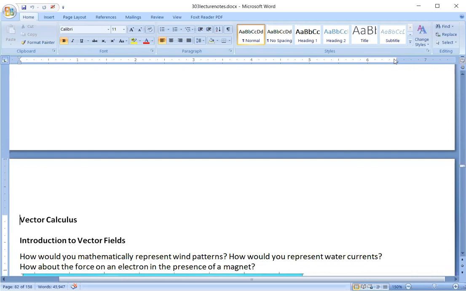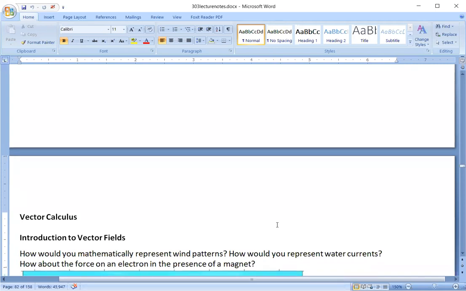So now we do introduction to vector fields. And we start with this motivating question. How would you mathematically represent wind patterns or water currents? Or how about the force on an electron in the presence of a magnet? So for you, I've got some nice pictures.